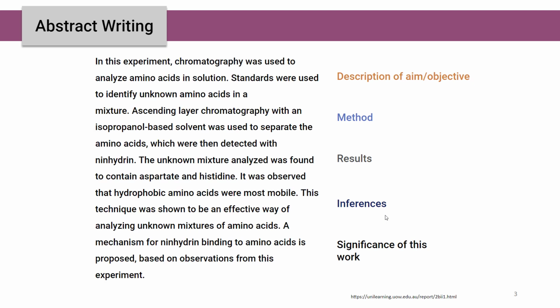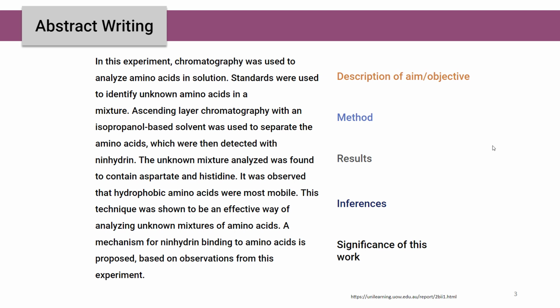Let's take an example, and this is an example from chemistry. So it says, in this experiment, chromatography was used to analyze amino acids in solutions. Standards were used to identify unknown amino acids. Ascending layer chromatography was used to separate these and then were detected with ninhydrin. This unknown mixture was then analyzed and something was observed, and this technique was found to be an effective way to analyze unknown mixtures. And a mechanism for some binding is proposed based on this observation.